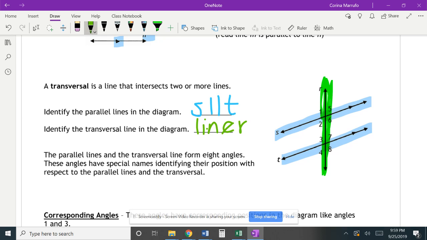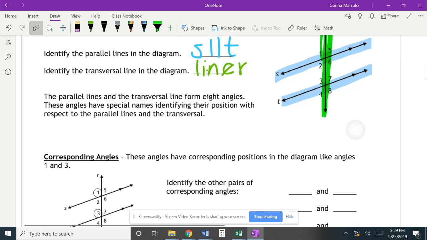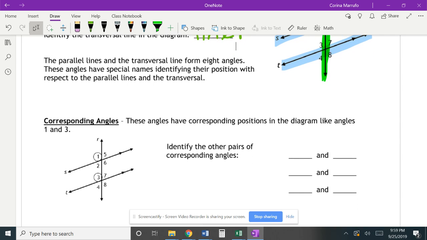It says the parallel lines and the transversal line form 8 angles. These angles have special names identifying their position with respect to the parallel lines and the transversal. So it's showing all of the angles, and they have them numbered 1, 2, 3, 4, 5, 6, 7, 8. And so here we're going to start off with corresponding angles.